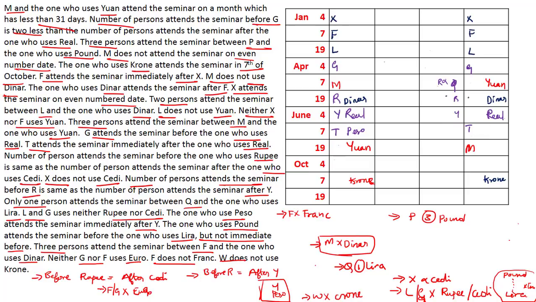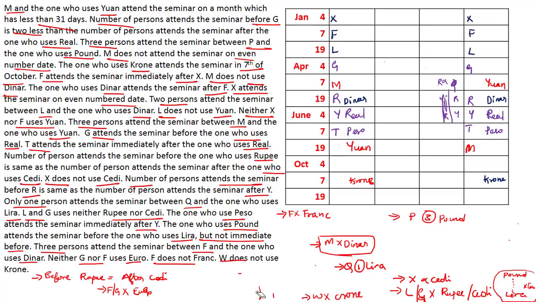That is possible. In the same manner, if R is here, before R, 1, 2, 3, 4, 5, 6. So it means after Y, there should be 6 persons. 1, 2, 3, 4, 5, 6. Y has to be at this place. So if Y is placed here, immediately after Y, peso cannot be placed here as real is already there. So therefore, this is not possible. Only possibility is R can be here, Y can be here. Immediately after Y, peso has to be placed here. I hope you are able to follow this.